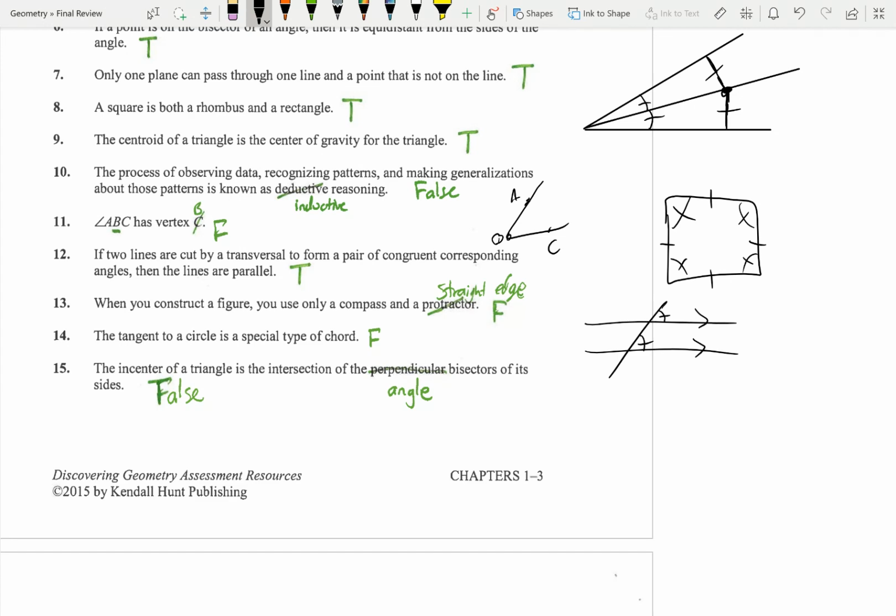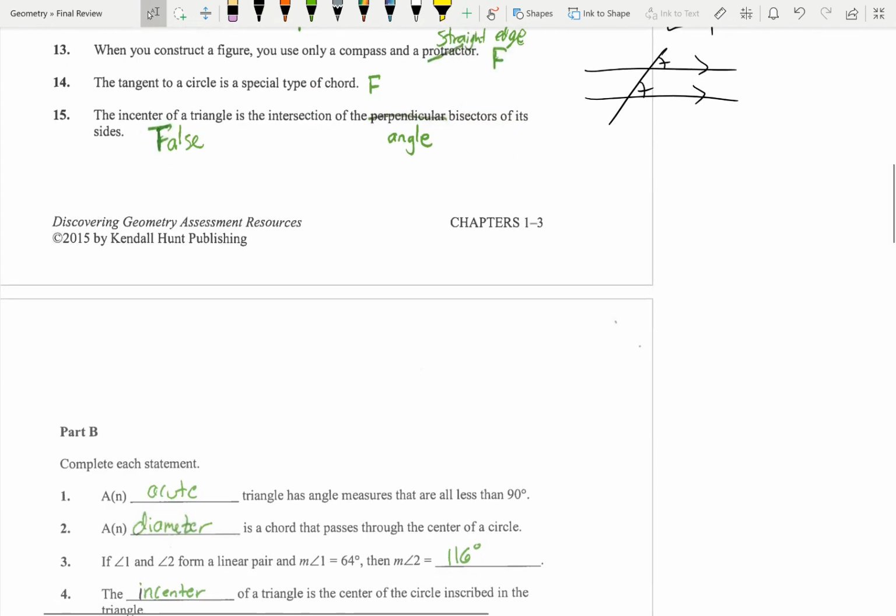Next is when you construct a figure, you use only a compass and a straight edge. Don't use a protractor in doing constructions. So that would be false. Tangent to a circle is a special type of chord. No, a tangent looks like this, hits it at one point like this. A chord is a segment whose both endpoints are on the circle. That would be a chord. So a diameter would be a chord, for example. So that's going to be false.